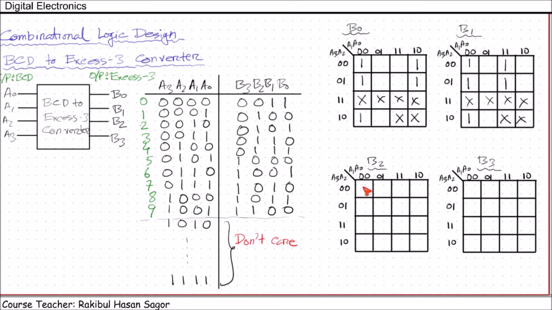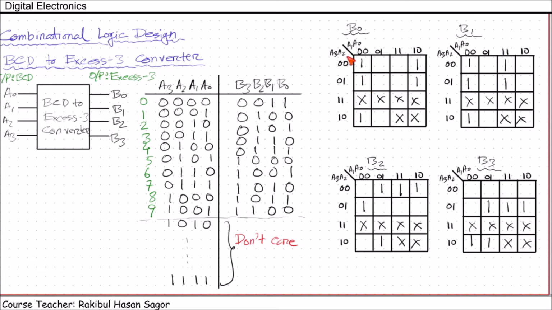Next B2: 0, 1, 2, 3, 4, 5, 6, 7, 8, 9, and the remaining positions are don't care conditions. Finally, B3 equals 1 at 5, 6, 7, 8, 9. So 0, 1, 2, 3, 4, 5, 6, 7, 8, 9, and these are the don't care conditions.